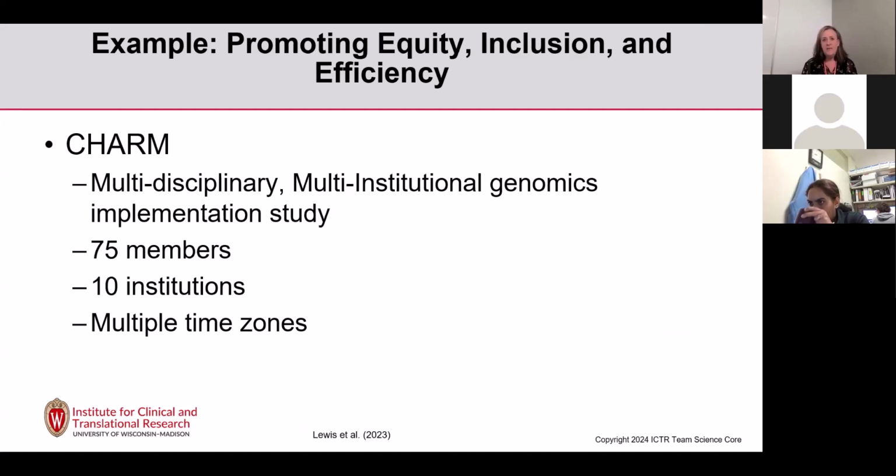So the next thing I wanted to do was to share with you an example of how one large consortia handled their authorship policy. And so there was a multidisciplinary, multi-institutional genomics implementation study. The acronym they used was CHARM. And they had 75 members and 10 institutions and multiple time zones. And they started to talk about publishing some of the papers based on the work that they were doing.